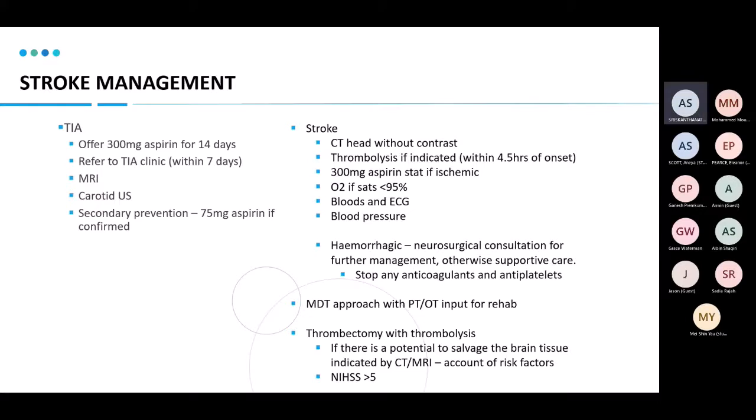With a TIA, you give them aspirin for 14 days. So you give them high dose aspirin, so 300 milligrams, and then make sure they're seen in a TIA clinic within a week. You'll do an MRI to see if there's any kind of residual effects. Do a carotid ultrasound to see if that might be a cause for this TIA, and secondary prevention is just putting them on a normal dose of aspirin of 75 milligrams if they've confirmed this.